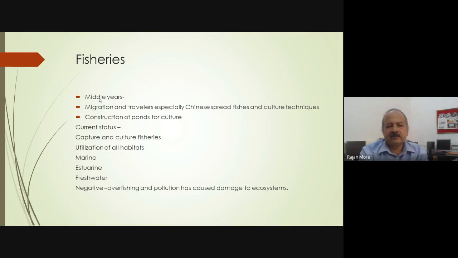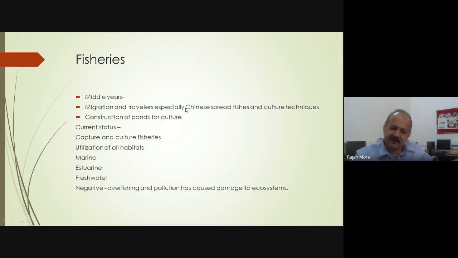So the fishes which were present in ample amount in the different water bodies were hunted using spears and hooks. And I had shown you a picture of a hook just now. And they were hunted and consumed for food. And later on in the Middle years, especially the Chinese who migrated teaching their religion, then the religious saints who traveled across the world, they used to carry fish seed with them, and they introduced Chinese fishes in India and neighboring countries. Then came the culture of ponds and construction of ponds for culture of fishes.